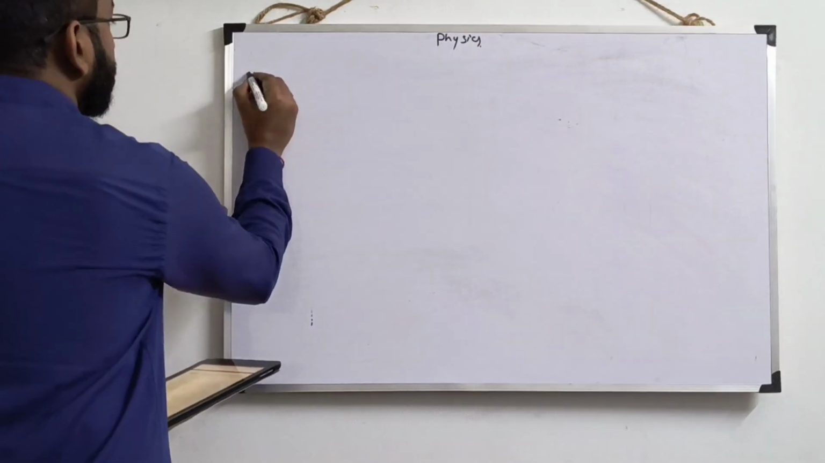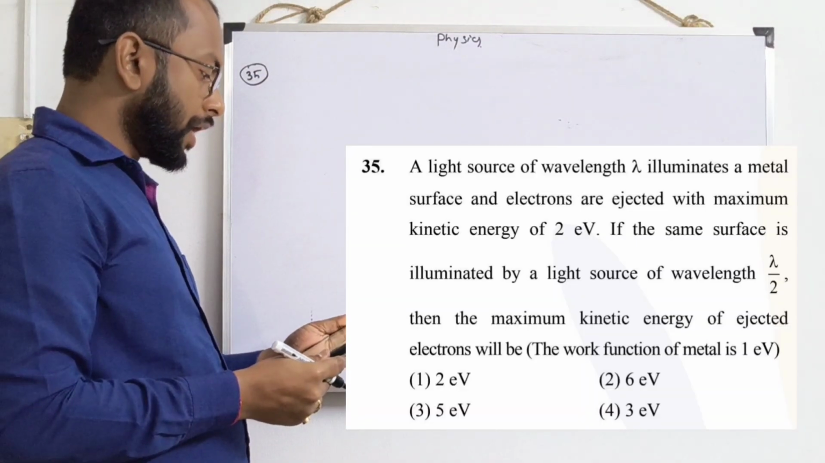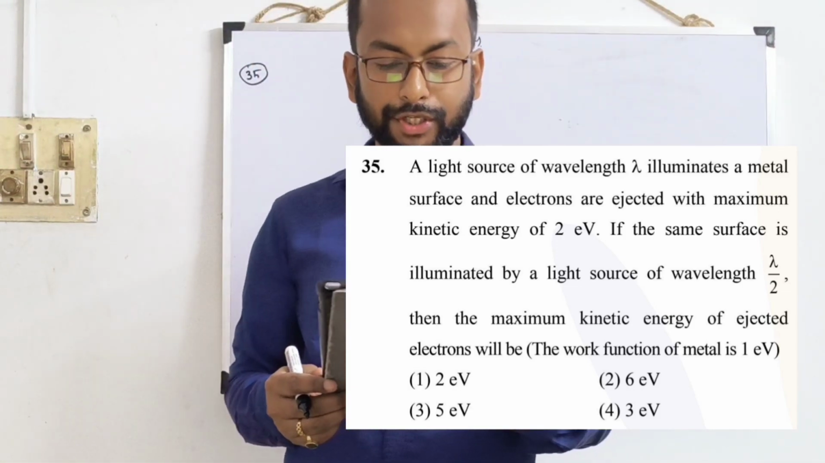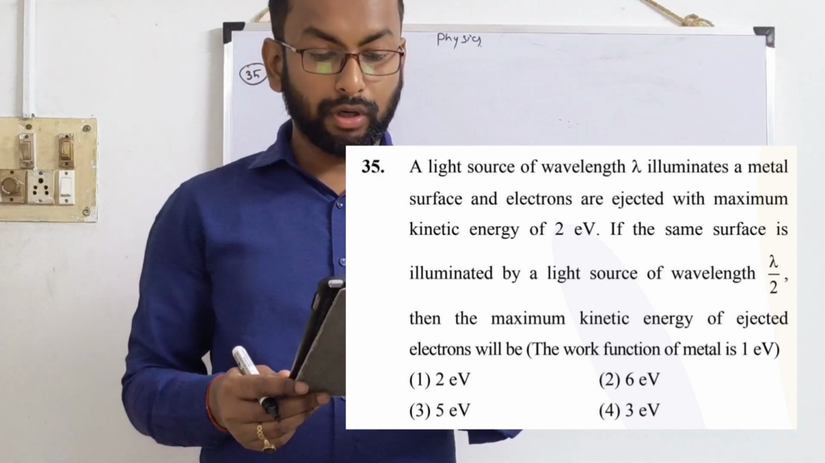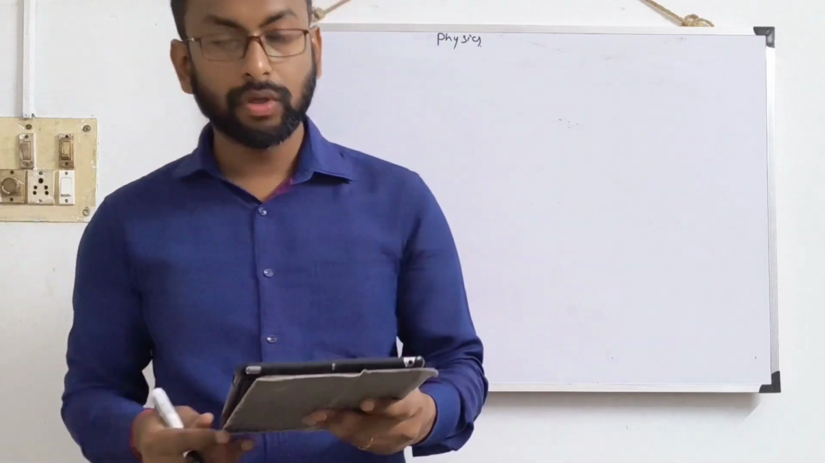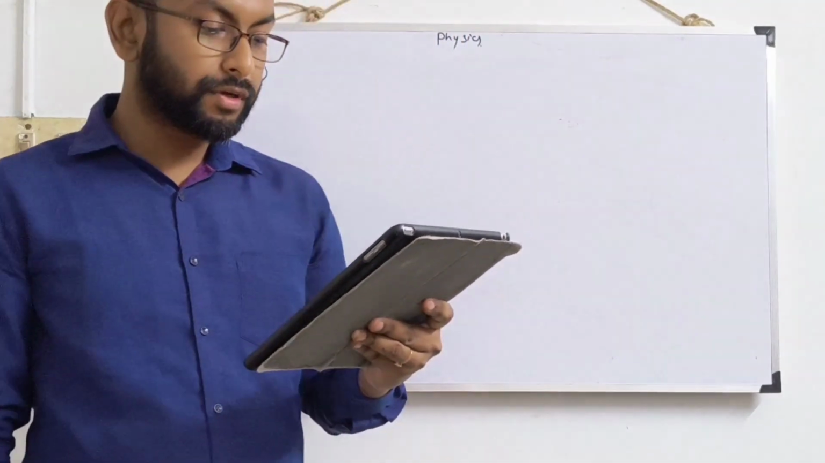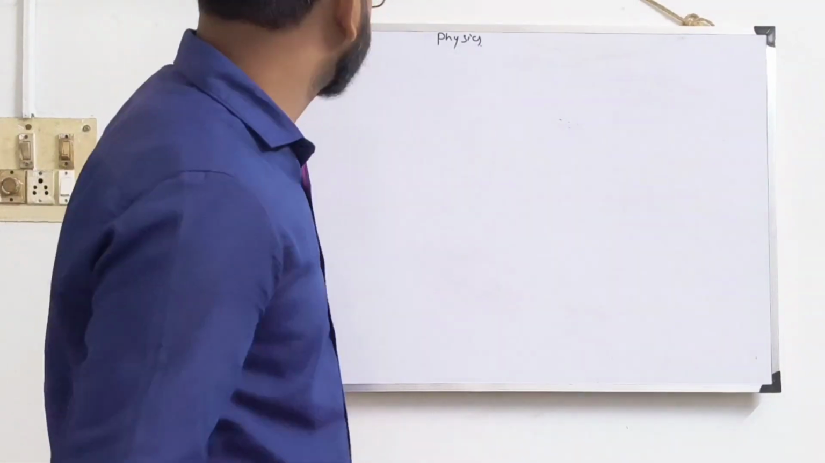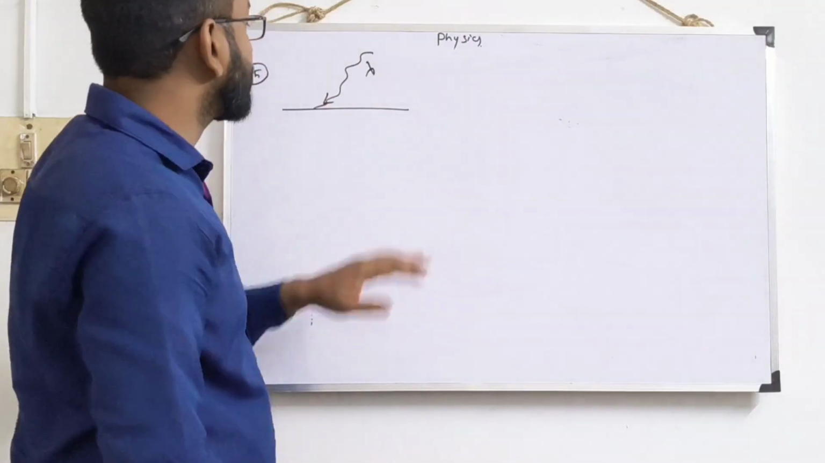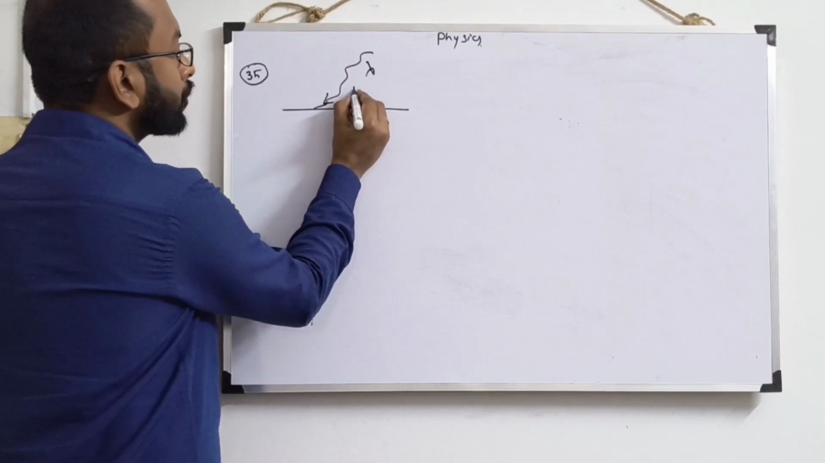The next question they have asked is from modern physics, the photoelectric effect. A light source of wavelength lambda illuminates a metal surface and electrons are ejected with maximum kinetic energy of 2 electron volt. If the same surface is illuminated by a light source of wavelength lambda by 2, then the maximum kinetic energy of the ejected electrons will be, and the work function of the metal is given, that is 1 electron volt. So okay, let's say this is a metal surface. The metal surface is getting illuminated by this lambda wavelength of light. So what is the energy that photons are carrying? hc by lambda.